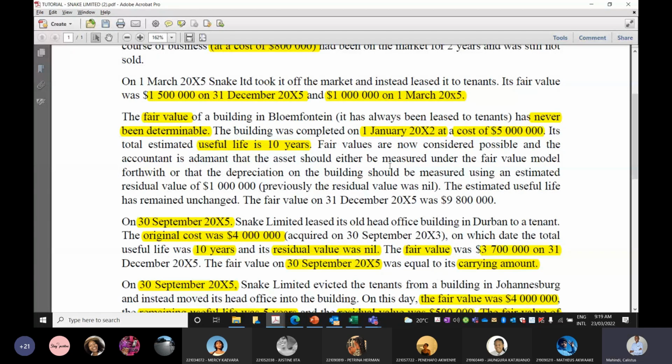Okay, so what happens to this building? This building has always been leased to tenants. So we know that this building is an investment property. What we know about this property is that it should always be shown at its cost price. It must always be shown at its cost price. So let us do the workings. We can actually show that building.